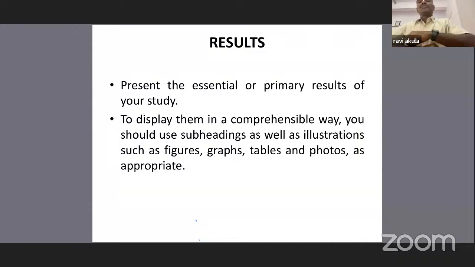So the last one is results. Based on the data used, processed, and tested, what are the results? What did you find? So you may be testing a hypothesis, whether the advertisement is effective or not. That means before advertisement, what are the sales? After advertisement, what are the sales? Whether there is any significant increase in the sales or not. If there is no increase, the effectiveness of the advertisement is said to be insignificant. That means there is no use of spending lots of money on the advertisement.